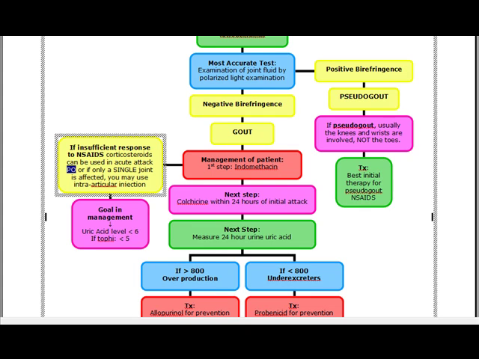Remember, the route of administration is quite important on Step 3, okay? And only if there's a single joint affected can we give intra-articular corticosteroids, but PO corticosteroids is definitely better than intra-articular injection, and it's definitely preferred. So the only time we're going to give corticosteroids PO in an acute attack is if there's an insufficient response to NSAIDs, and we can only give a single intra-articular injection in a single joint.